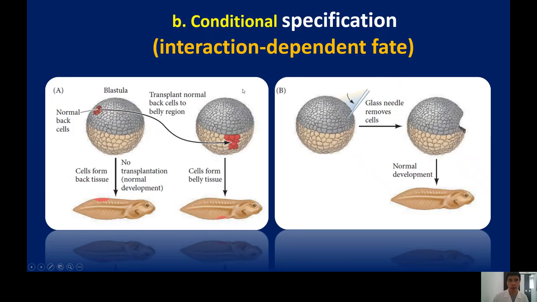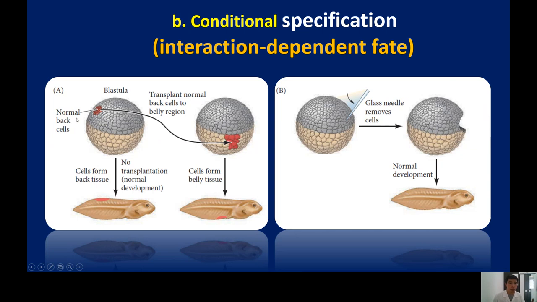And the second type is the conditional specifications. So previously we talked about the autonomous specification when there is the determinant factors located inside the cytoplasm of the single cells. But for the conditional specifications, this depends on their interactions. So the fate of such cells will depend on interactions between such cells with the surroundings.